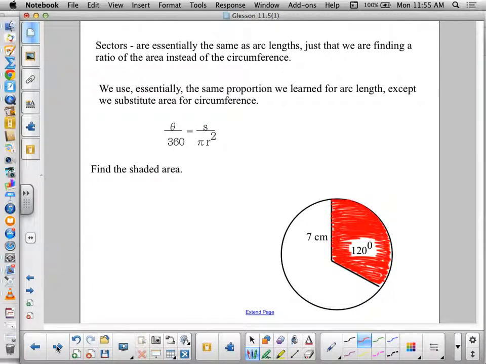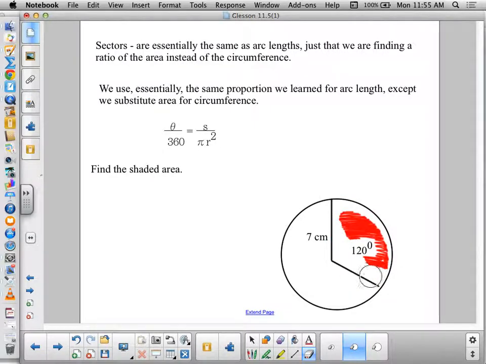This is a sector area situation. It says find the shaded area. The shaded would include the 128 if you want to shade over that. So, actually, you know what? I can make that even nicer. I can shade it more accurately with a highlighter.